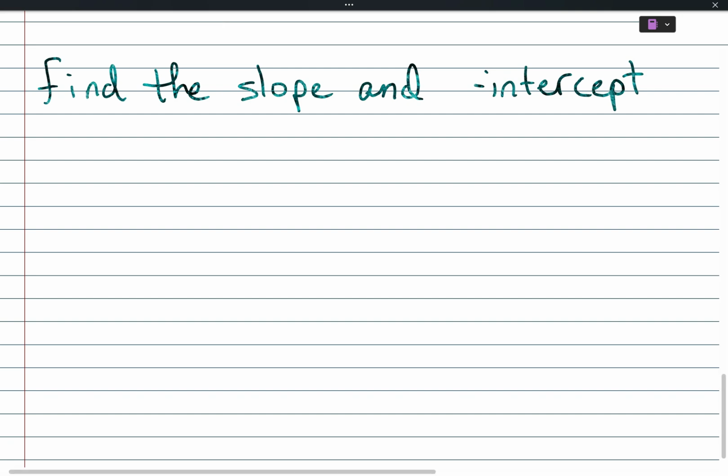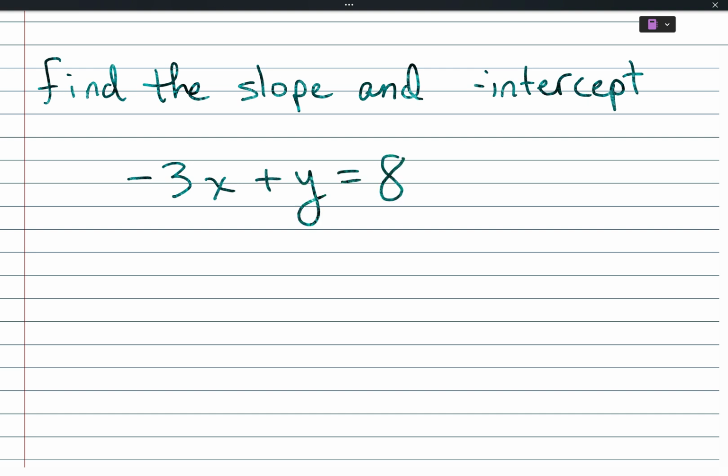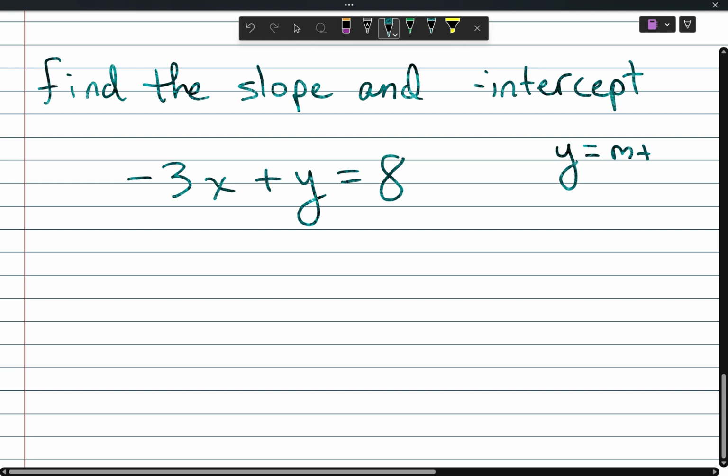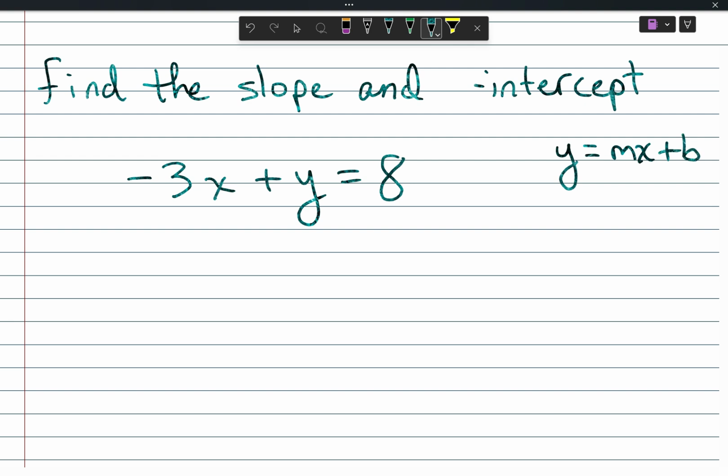All right, trying another one, we have negative 3x plus y is equal to 8. Find the slope and y-intercept. So again, the only way you can find the slope and y-intercept is if you solve for y, if you have it in y equals mx plus b form. They'll even throw something like this at you, and some people will automatically say, okay, the number in front of the x is the slope, but that's not right. You have to solve for y first, so y must be by itself.